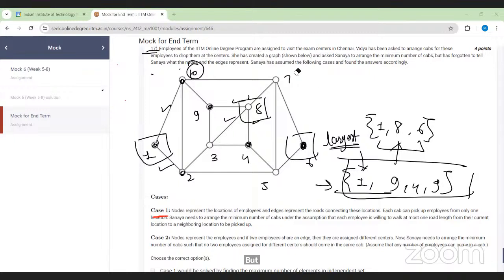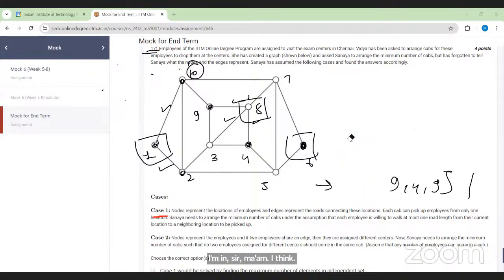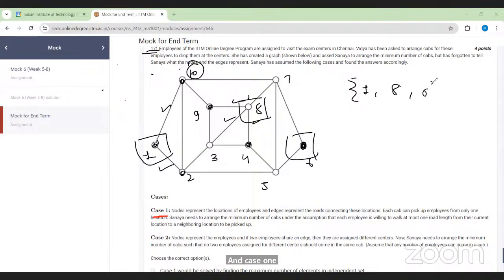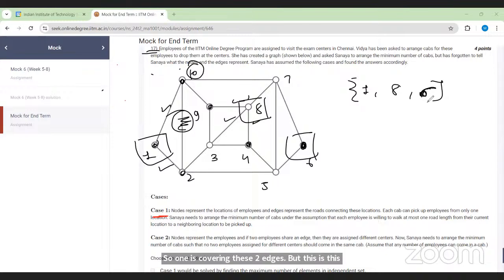Simply, you just have to consider whatever the nodes you will pick. By definition, vertex cover says any vertices that cover all the edges, and case 1 requires covering all the edges. I pick 1, 8, and 6. So 1 is covering these 2 edges, but this particular edge is not covered by 1, 8, or 6. In case 1, we are not worried about the edges. We are only worried about the connectivity of the vertexes with the minimum cluster.